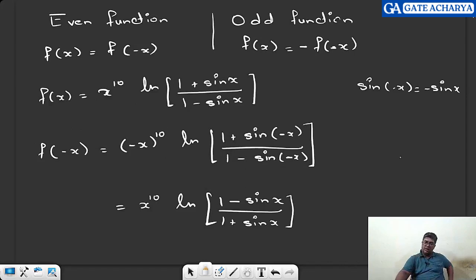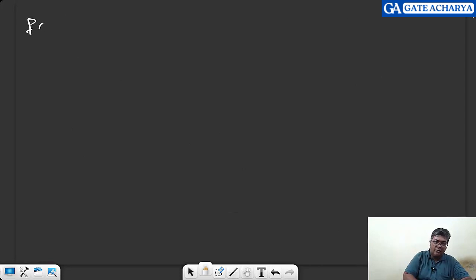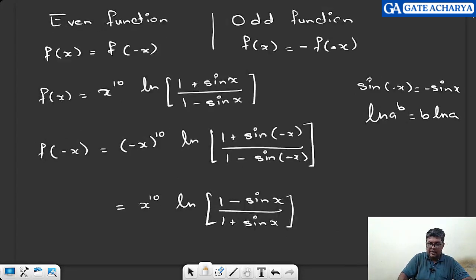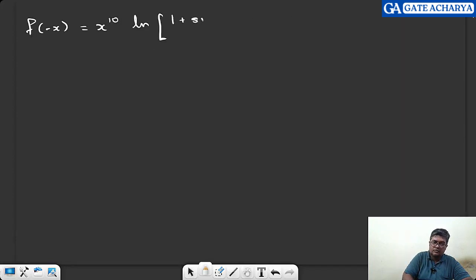Now there's a famous property. Log of a raised to b is equal to b log a, right? I can write like this. Now see what I'm going to do here. So my f of minus x will be x raised to 10 into log of, to compare with the original function, I'm taking the reciprocal of this. So what is the reciprocal of this? A divided by b, its reciprocal is b divided by a. So that's what I'm doing. For the reciprocal, I have to always introduce this negative power, right?